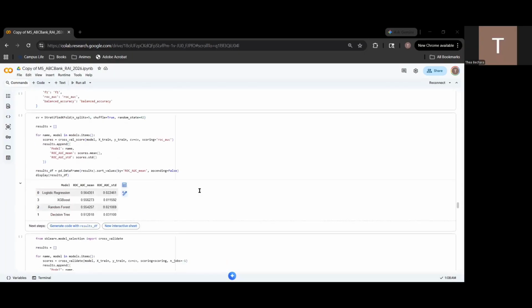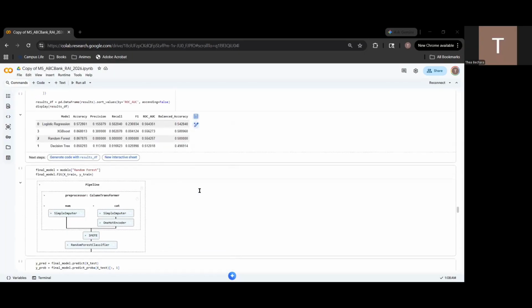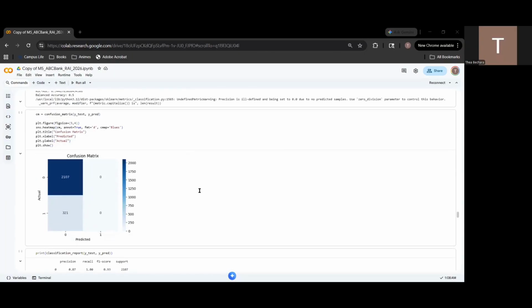The confusion matrix for the random forest shows that the model correctly identifies the majority of both approved and rejected applications. This demonstrates strong predictive performance while maintaining interpretability.